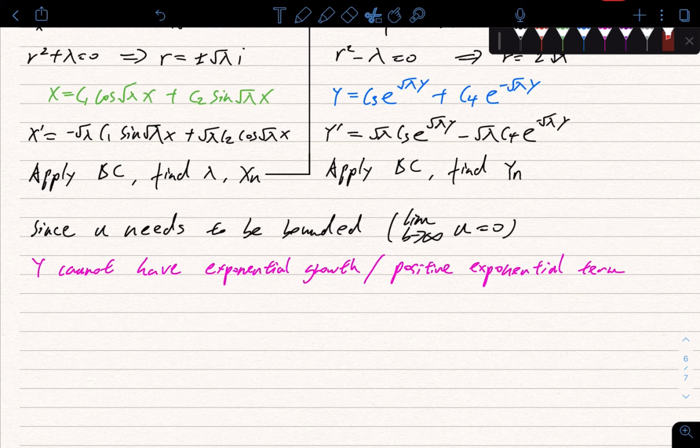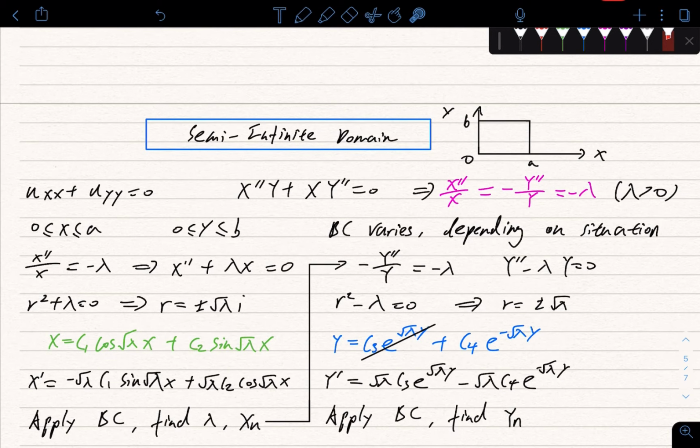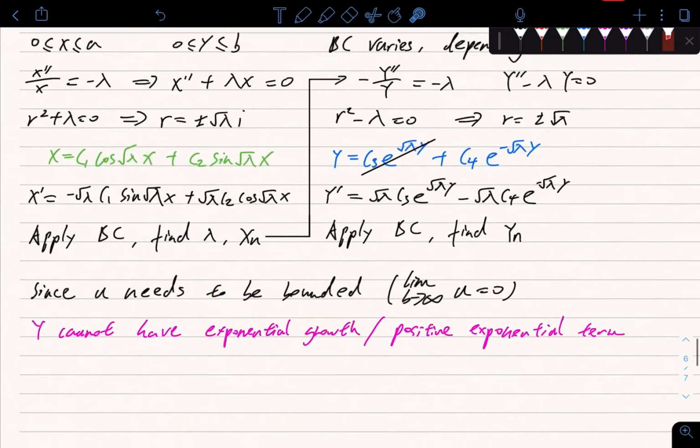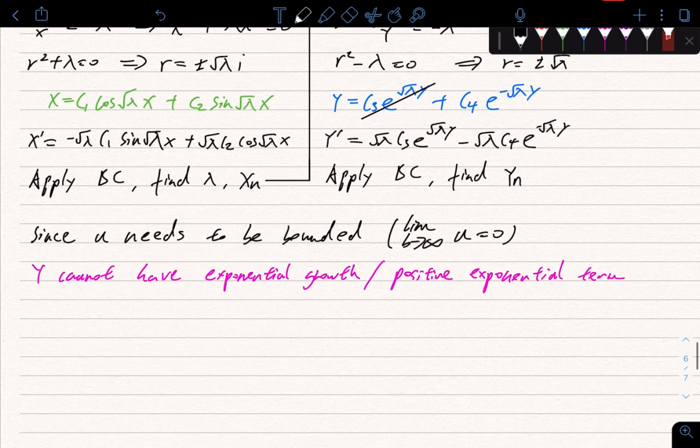All right. So that means this C3 term will always be canceled out, in many cases, as long as b is going to infinity. This exponential term in y will always get canceled out, because that just won't meet our conditions. So let's formulate our final solution, u of x and y.